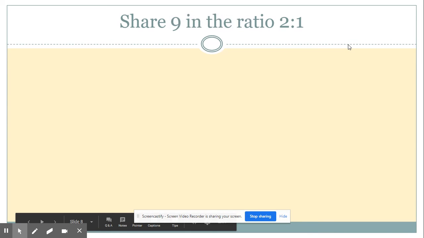Today we have to share in a given ratio, sharing any amount in the ratio which is given in the question. So first question we have is, for example, share 9 in the ratio 2:1. So I have to share it in the ratio 2:1. So let's just consider that the ratios are like boxes. I have 2 boxes, ratio 1 box.